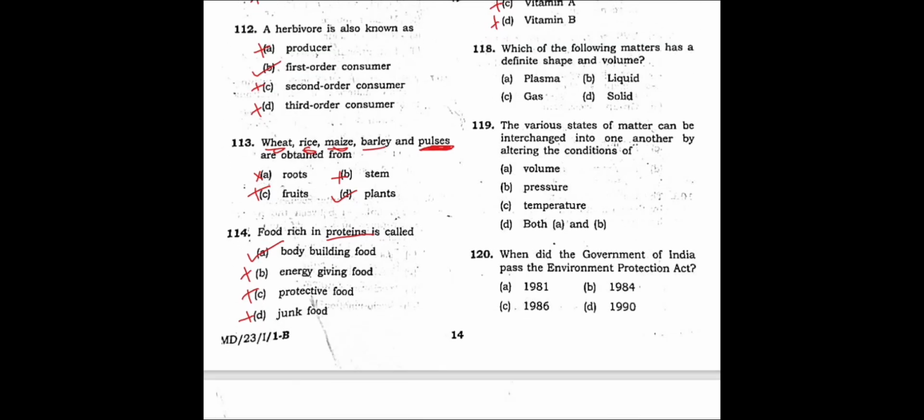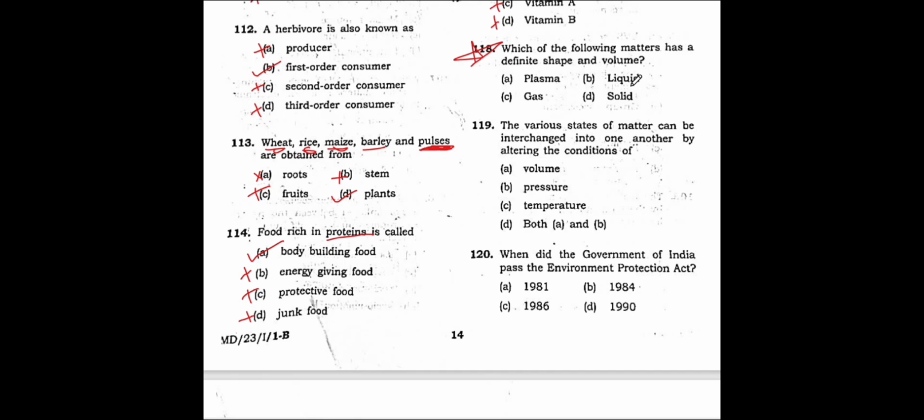Now let us come to question number 118. This is also a very easy question. I have seen it, and those teachers who are teaching in class 9 will be very well versed with this one, and I know you have done it right. Which of the following matters has a definite shape and volume? Now we know that there are three states of matter: solid, liquid and gas. Of course plasma is the fourth one, but basically we have only three.